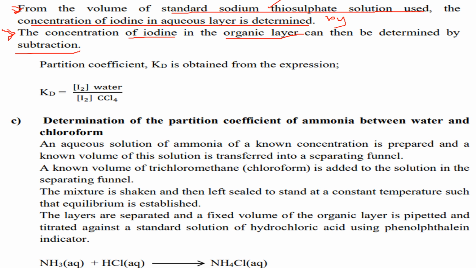So we say that the partition coefficient Kd, and I say that this K is capital, D is a subscript, and it is also a capital. So the partition coefficient Kd is obtained from this expression. So Kd is going to be equal to the molar concentration of iodine as being dissolved in water to the molar concentration of iodine as being dissolved in carbon tetrachloride.